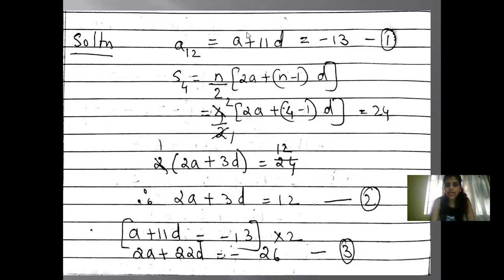Now once I do that, when I'm subtracting both the equations, I get 2a plus 22d is equal to minus 26 and 2a plus 3d is equal to 12. When I solve this, I'm subtracting because both have the same plus sign. So when I'm subtracting, I'm changing the sign. So 2a gets cancelled. 22 minus 3, I get 19d. Minus 26 and minus 12, when you add, you get 38.